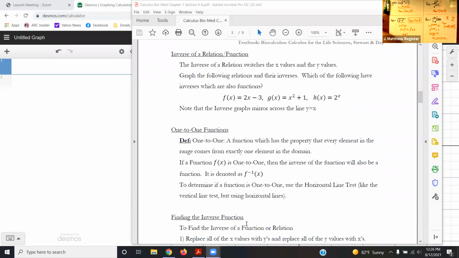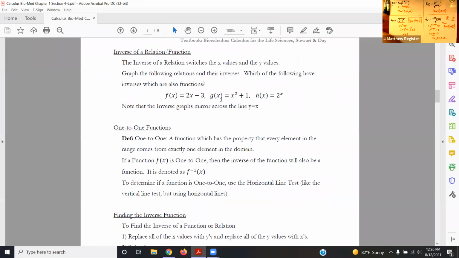So the next big topic is the inverse of a function. And so inverses of relations and functions. The inverse of a relation switches the x and y values. That's probably the easiest way to think about it. What that really means is that it undoes the actions of a function or relation.